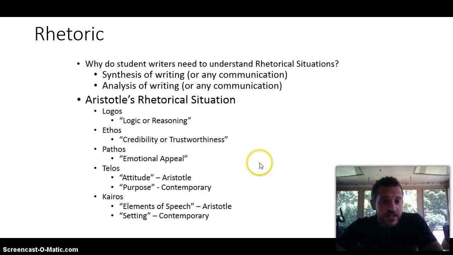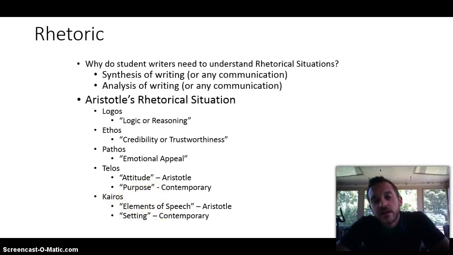Like I just was saying, you need to understand rhetoric for the synthesis of writing, for the creation of writing or any communication, and then the analysis of writing. Now, this is called Aristotle's rhetorical situation. So logos is logic or reasoning. Ethos is credibility or trustworthiness. Pathos is emotional appeal. Telos is the attitude or purpose. In antiquity, it meant attitude, but in contemporary rhetoric, it means purpose. So what your purpose is for writing.